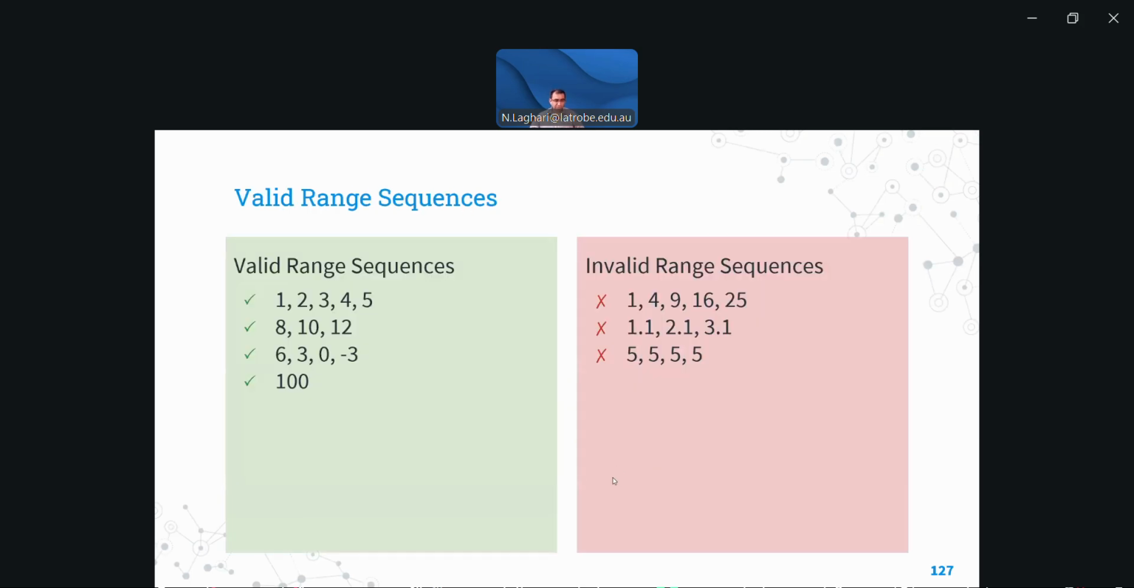Valid range sequences: 1, 2, 3, 4, that is valid. We can start from 8 to 10. We can have 6, 3, 0, -3. We can have just a fixed value 100. Invalid ranges: 1, 4, 9, 16, 25, because they are squares. Floating point ranges are not possible, and we cannot have the same number repeated in a range.